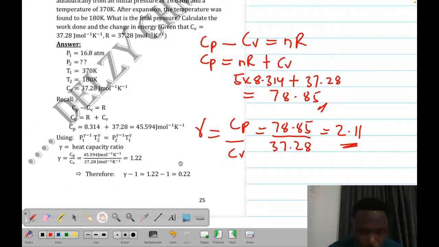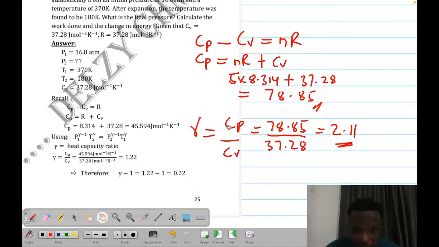Now once you've gotten your gamma, you've seen how we got our gamma. First, they'll give you one of these, Cv. From this Cv, you can get your Cp. Once you're done getting your Cp, you now say gamma equals Cp all over Cv to get your gamma, right? Once you've gotten your gamma, you now say, so therefore, gamma minus 1 equals 2.11 minus 1. That is 1.11. So that is the value for gamma. All right? Please write so I can clean this off.